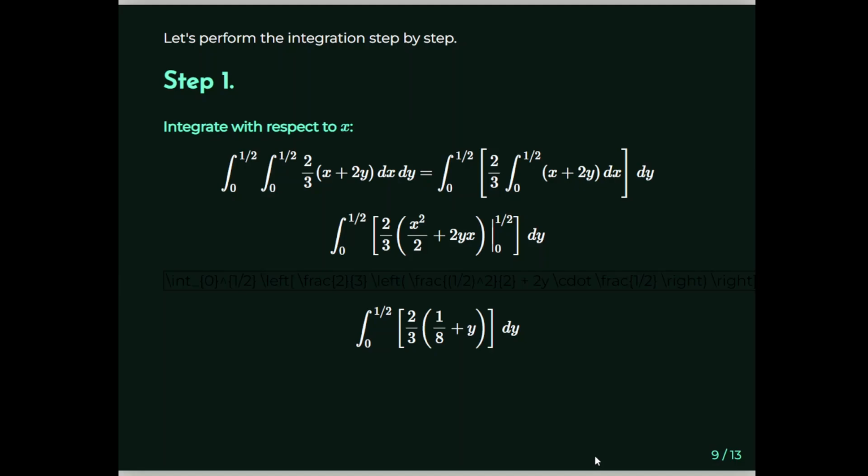In both cases that will work out to 0 for the lower bound, so we just have to evaluate at the upper bound, which is 1/2. We have x squared, which is 1/2 squared, which is a quarter, and we divide that by 2, so we have 1/8. And 2yx: if x is a half, the 2 and the half cancel out, so we just have y. So we end up with an integral from 0 to 1/2 of 2/3 times 1/8 plus y dy.